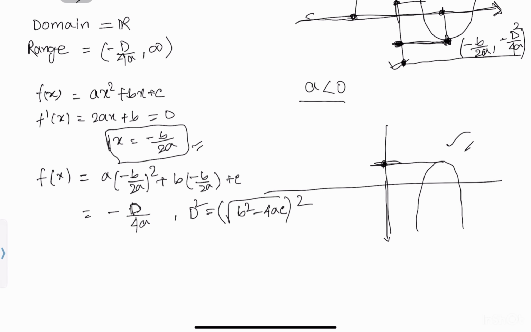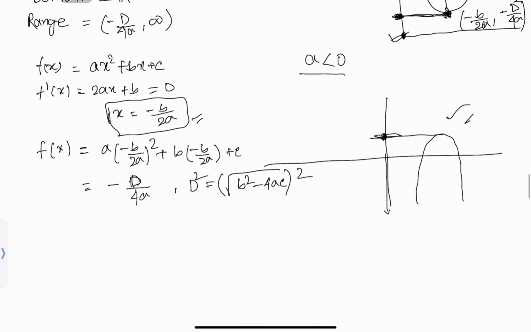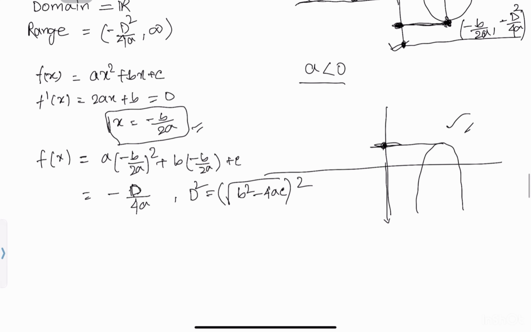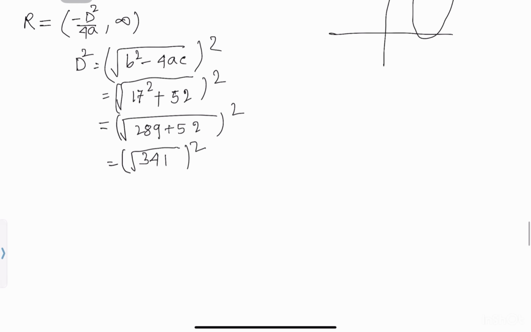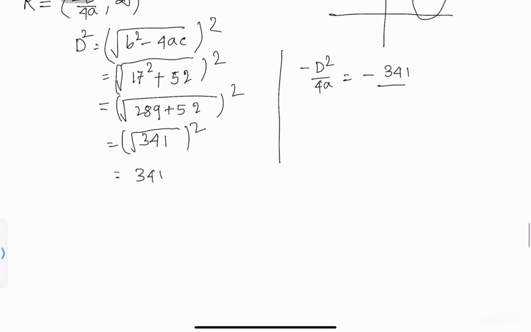I wrote d only, so just put d square there. Okay, d square by 4a. Sorry for my mistake. So d square is 341, which is okay. Now I have to find minus d square by 4a, equal to minus 341 by 4a, where a is 1, so this 4. So the range is equal to minus d square by 4a to infinity. Clear? This is the range question.